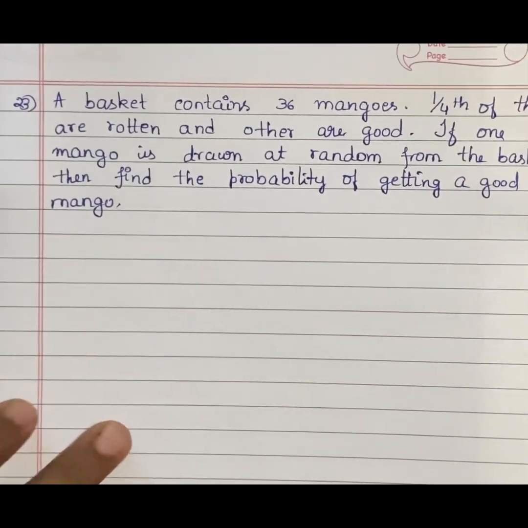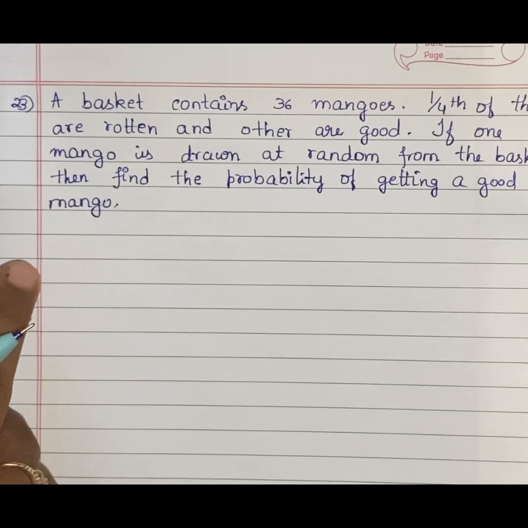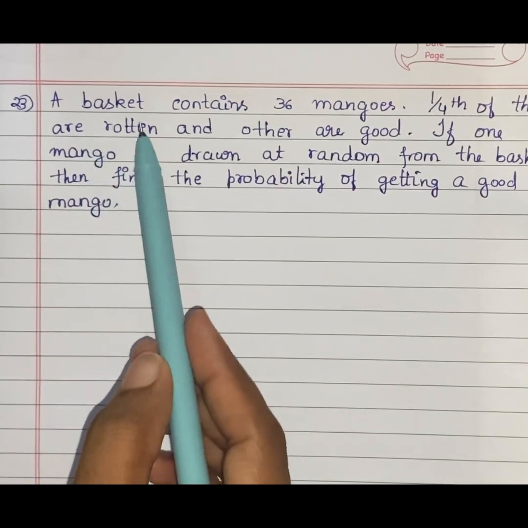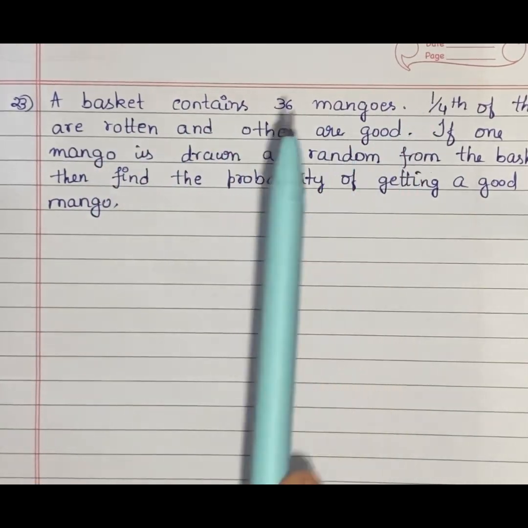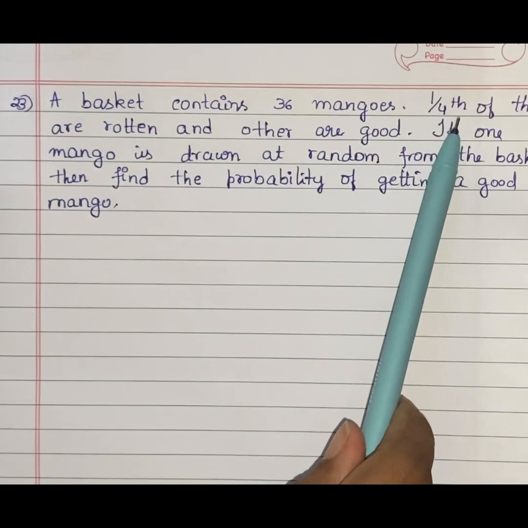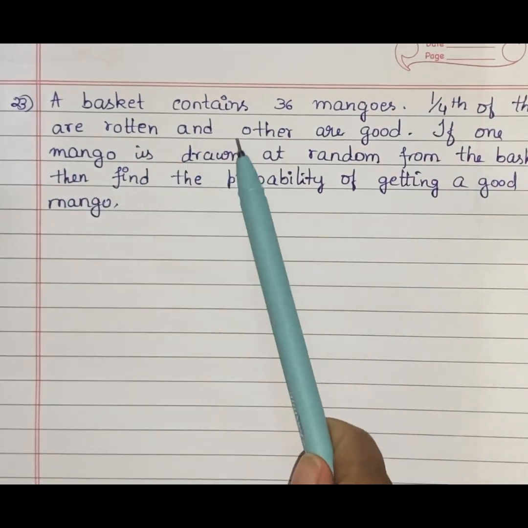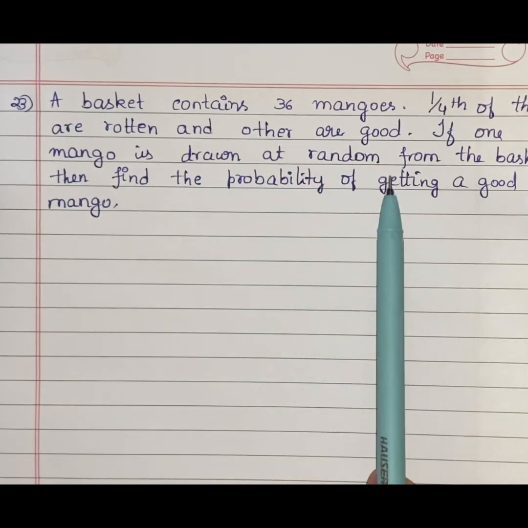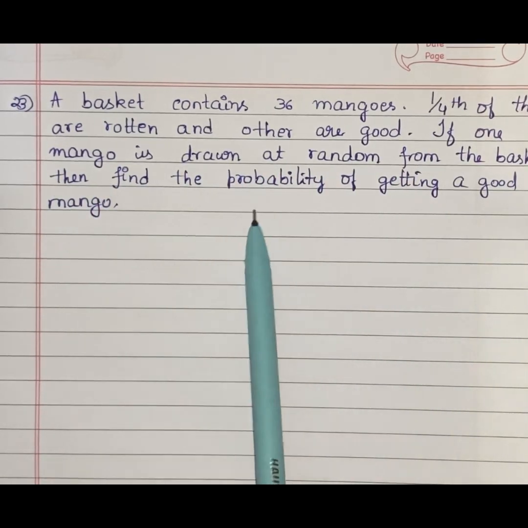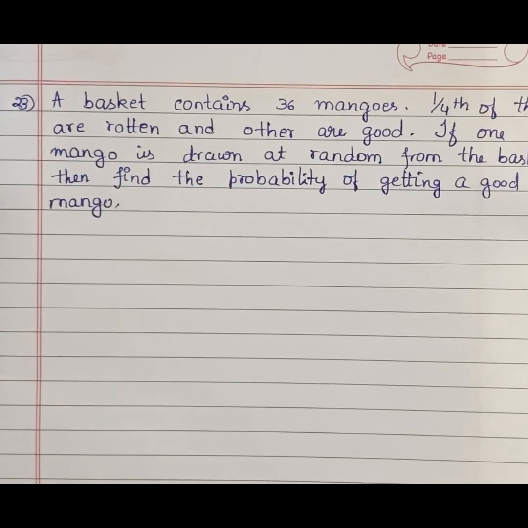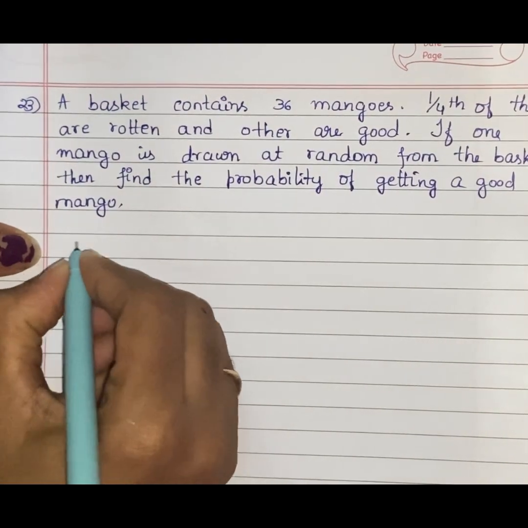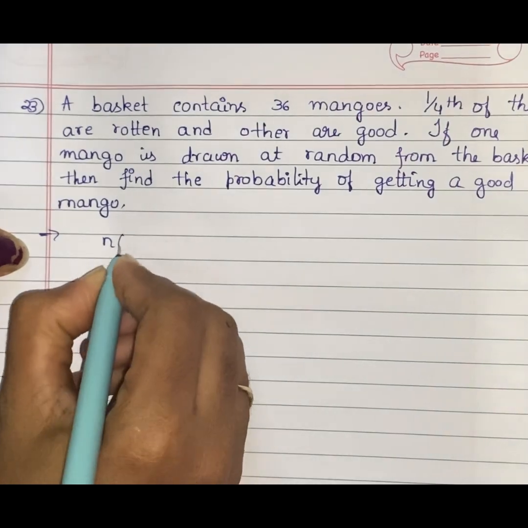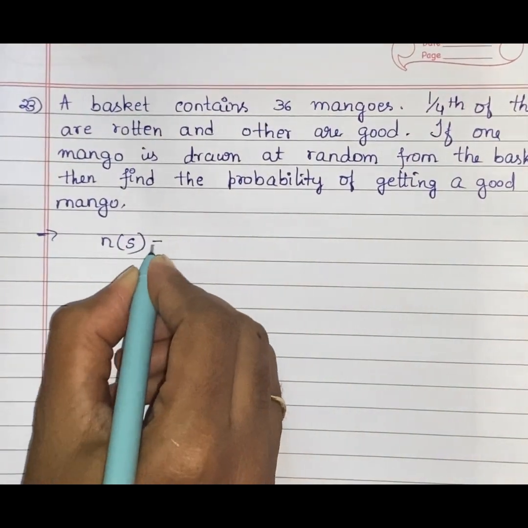Okay, so now 23rd question. A basket contains 36 mangoes. 1 by 4th of them are rotten and others are good. If one mango is drawn at random from the basket, then find the probability of getting a good mango. Okay, so now I'll write n of s. Okay, that means total number of mangoes are 36.